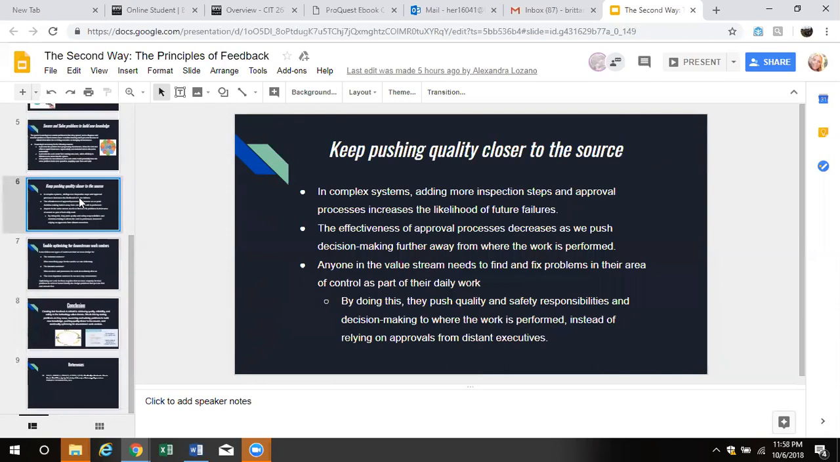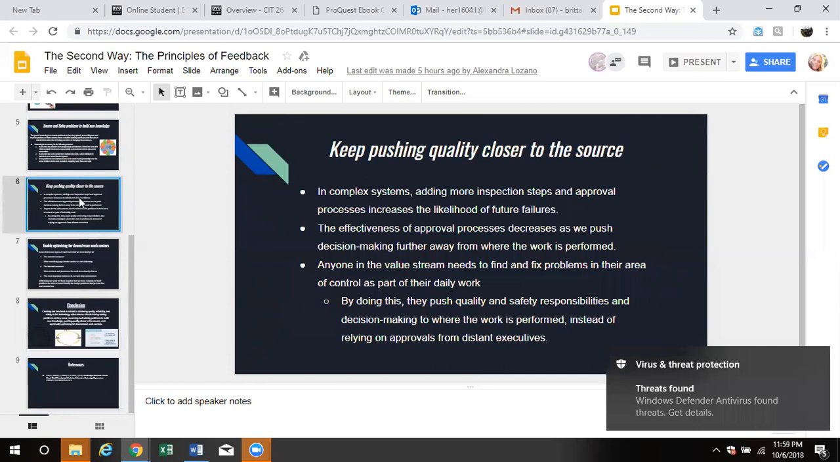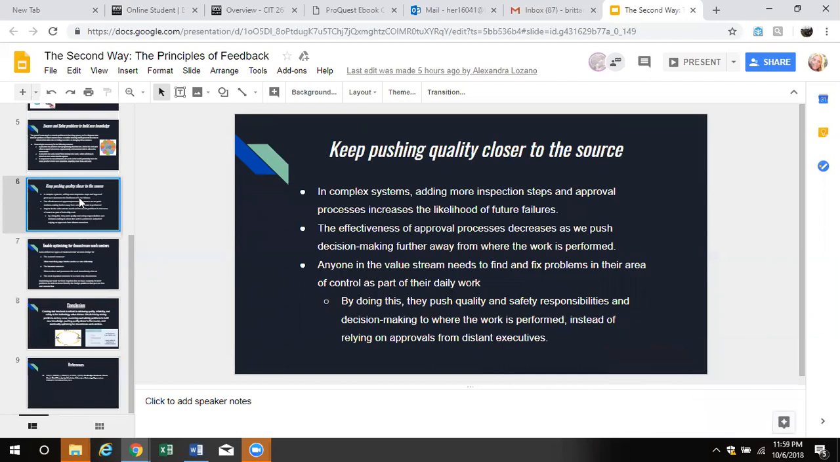So, keep pushing quality closer to the source. In a complex system, adding more inspection steps and approval processes increases the likelihood of future failures, which might be different than what people think. The effectiveness of approval processes decreases as we push decision-making further away from where the work is performed. Anyone in the value stream needs to find and fix problems in their area of expertise as part of their daily work.